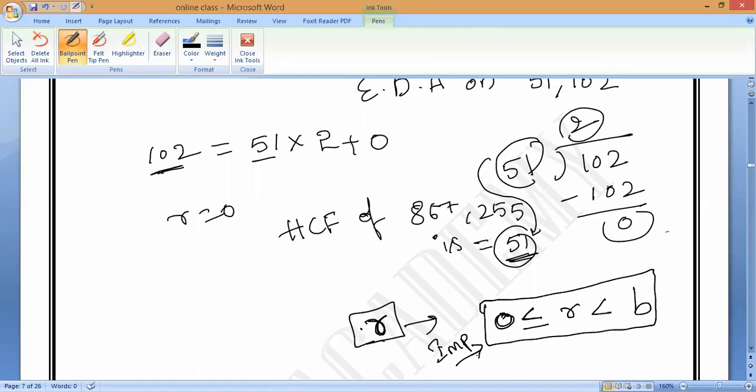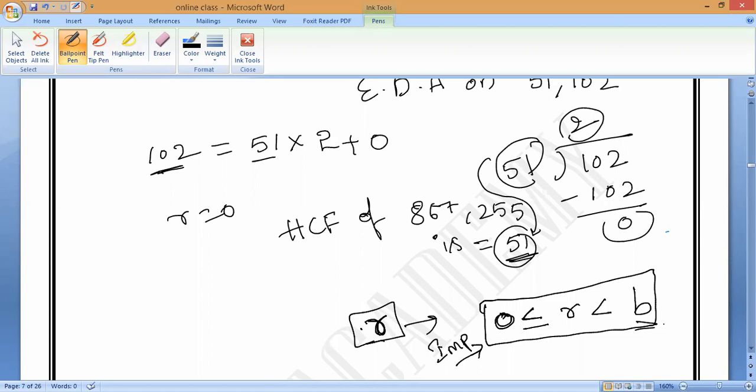Have you understood this one, Ra? So always the R value should be equal to 0 or greater than 0, and less than B always. That's all. So this is all about polynomials: the degree of R of X is always less than the degree of G of X.